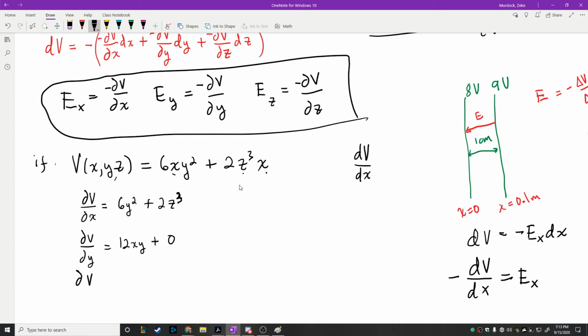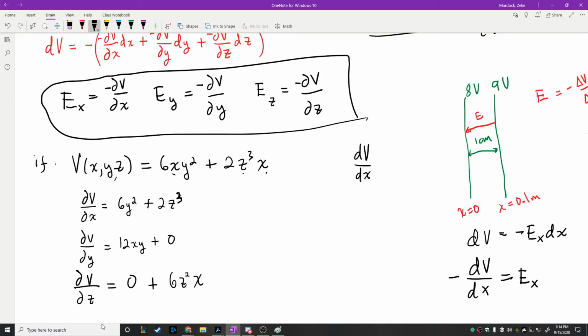Yes, thank you. And if we do del v del z, only one term has a z in it, so this would be 0 for the first term, and then 6z squared, with an x. 6z squared, and you leave the x there, just as if it was a coefficient. I think a lot of you might have taken 220, where you learn about these things, but even if you haven't, I think the idea of a partial derivative shouldn't be too overwhelming, because the process by which you do it is pretty straightforward.